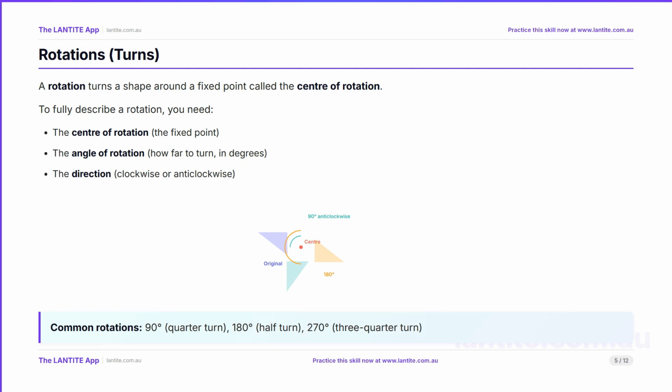A rotation turns a shape around a fixed point called the center of rotation. To fully describe a rotation, you need three pieces of information: the center of rotation, the angle of rotation in degrees, and the direction, which is either clockwise or anti-clockwise. The most common rotation angles you will see on the LANTITE are 90 degrees, which is a quarter turn, 180 degrees, which is a half turn, and 270 degrees, which is a three-quarter turn. Notice that a 270-degree clockwise rotation is the same as a 90-degree anti-clockwise rotation.